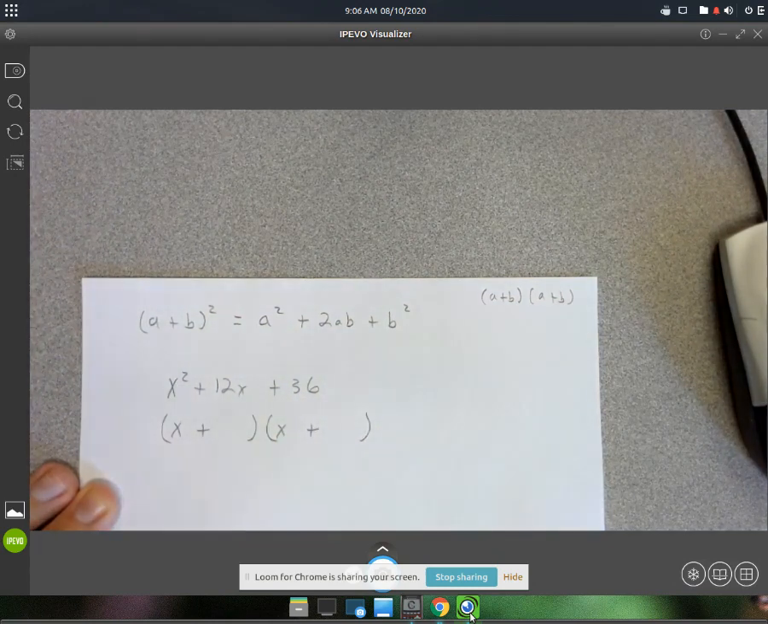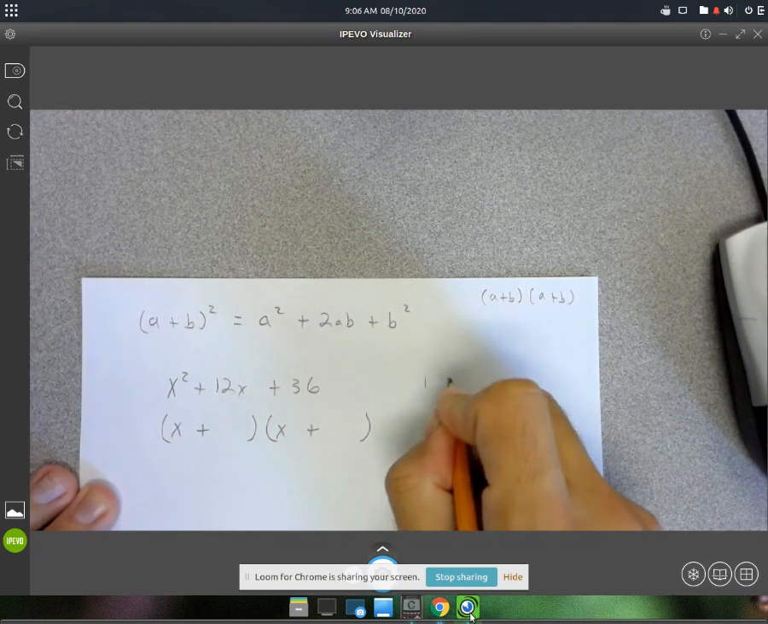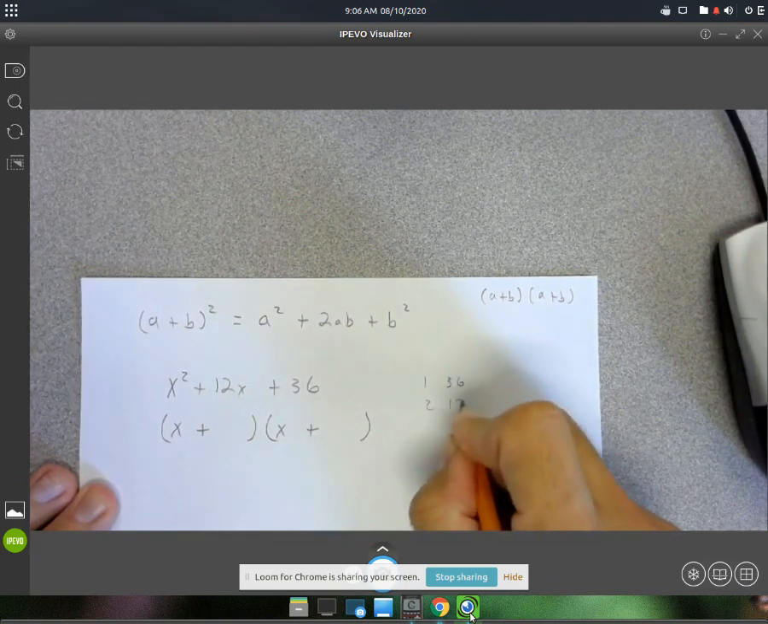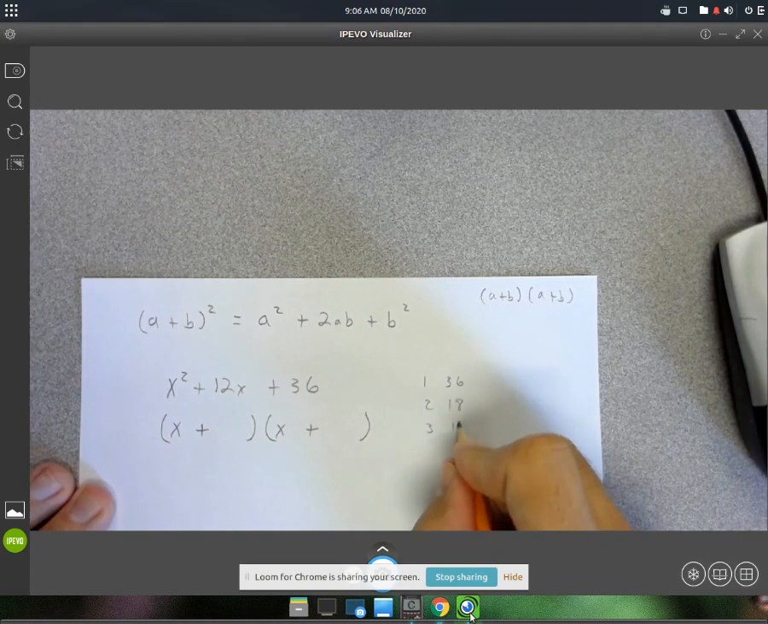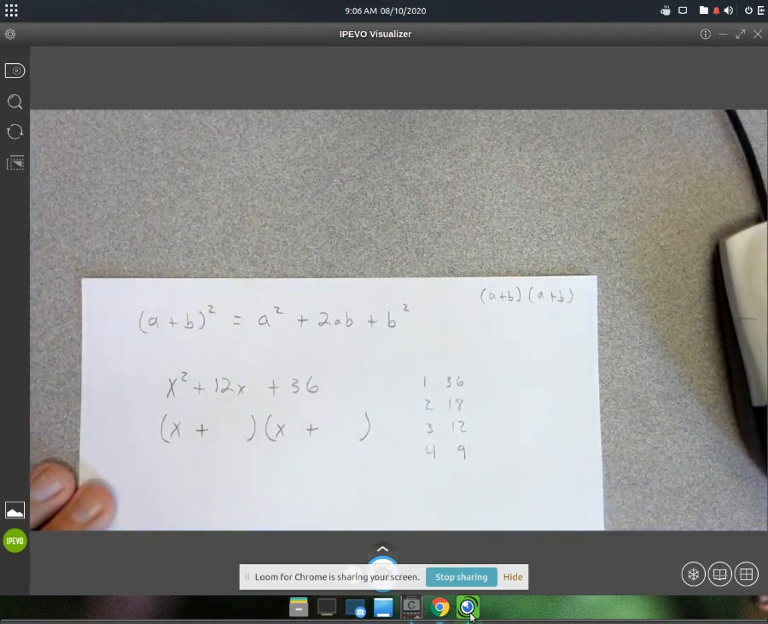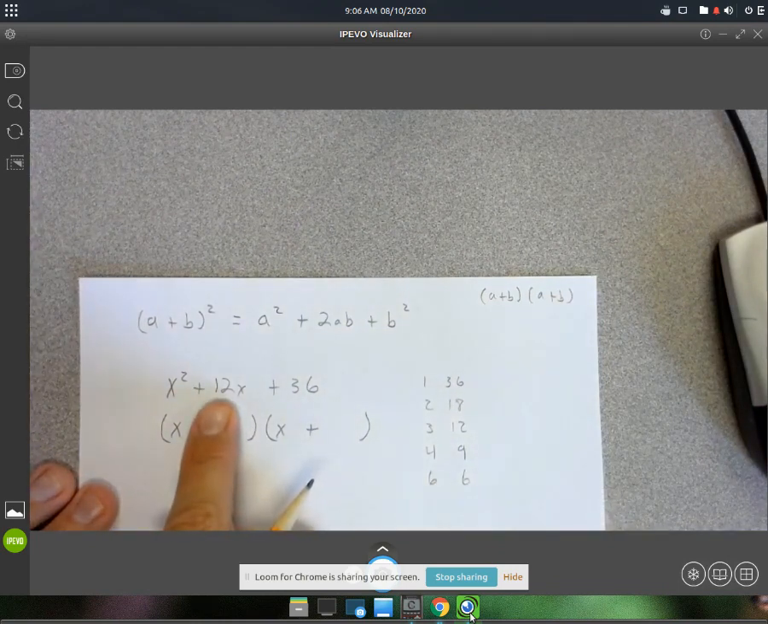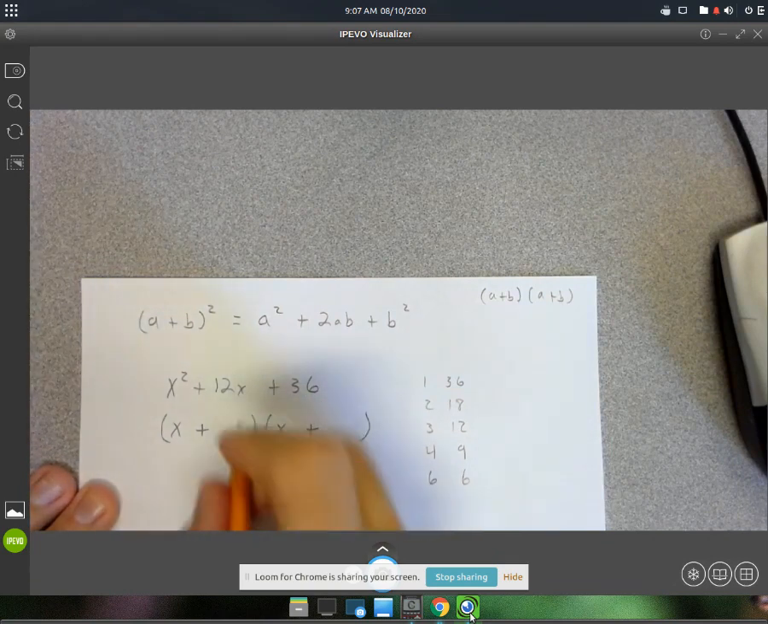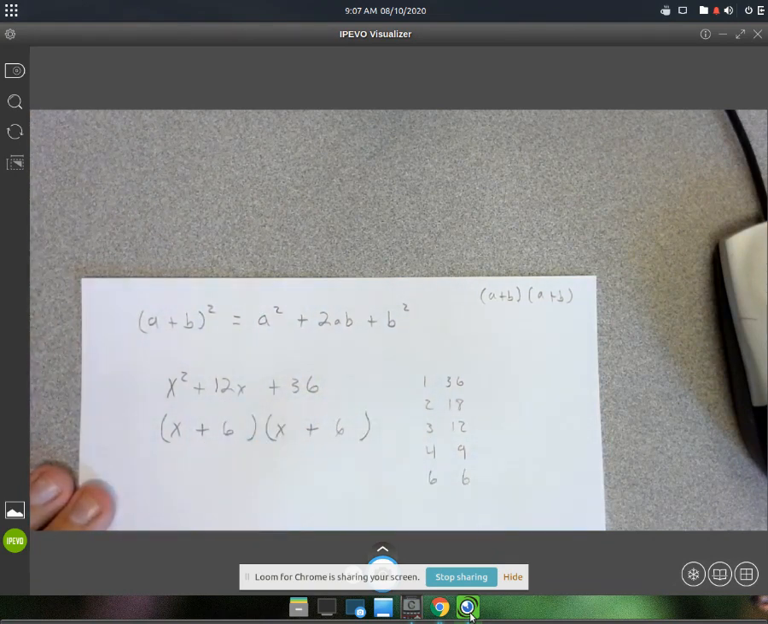All right. And then here we're looking for two numbers that multiply to give us 36, and they add together to give us 12. So we've got 1 and 36, 2 and 18, 3 and 12, 4 and 9, and then the last one would be 6 times 6. All right, and those add up to give us 12. They multiply to give us 36. So this could be a 6 and a 6. And because you have something times itself, you could write it as x plus 6 to the second power. Right? That just means you're multiplying it by itself.